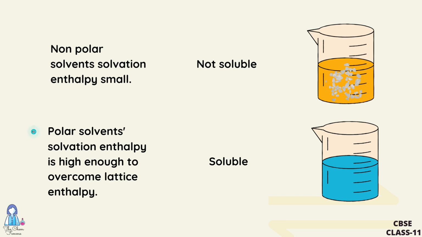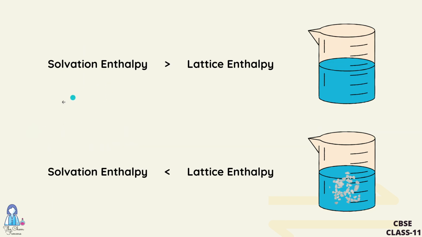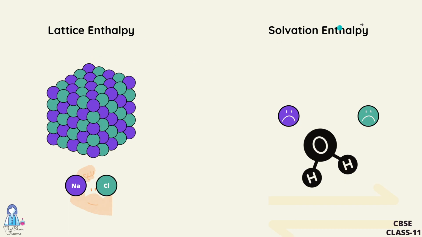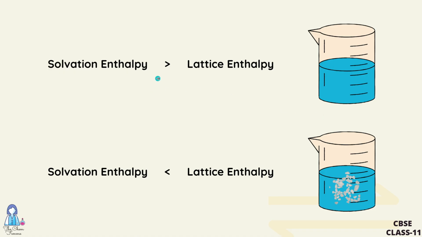So in this video, all we did was we talked about the two different factors, the lattice enthalpy and the solvation enthalpy. Lattice enthalpy is basically telling us the strength of the forces between the ions, and the solvation enthalpy is the amount of energy that is getting released when 1 mole of the salt is getting dissolved in the solvent. So when you have the solvation enthalpy greater than lattice enthalpy, it is soluble. Solvation enthalpy less than lattice enthalpy, it is insoluble.